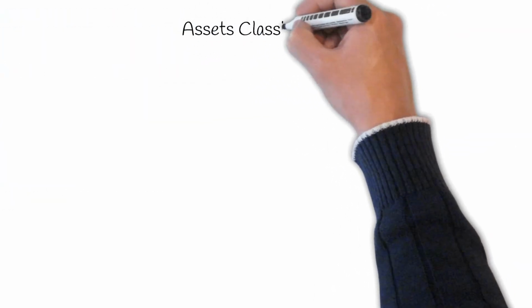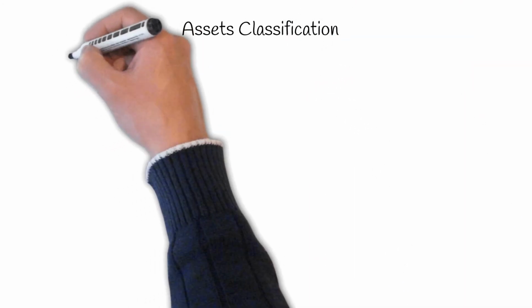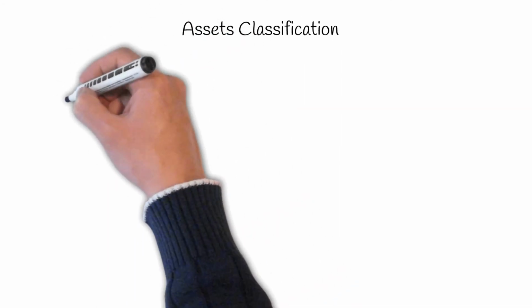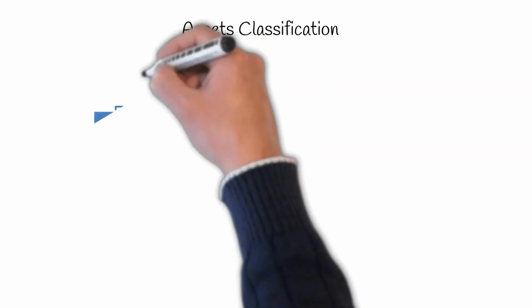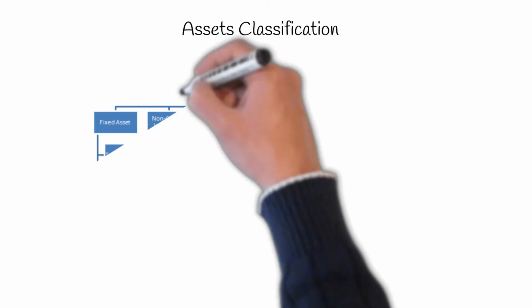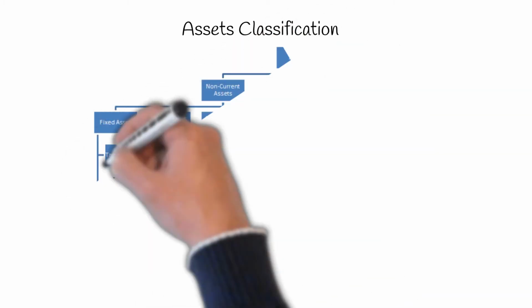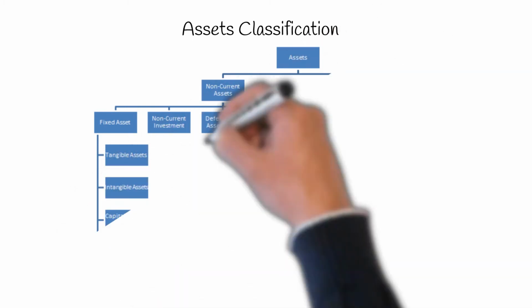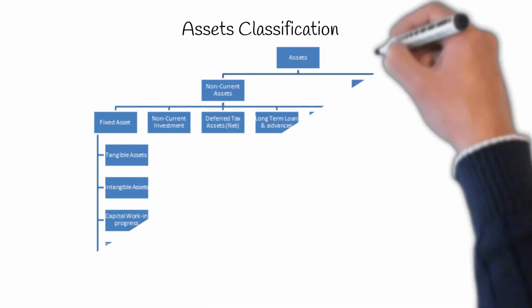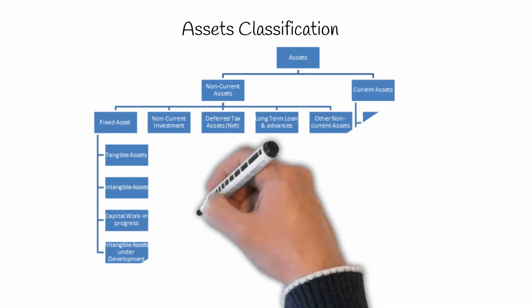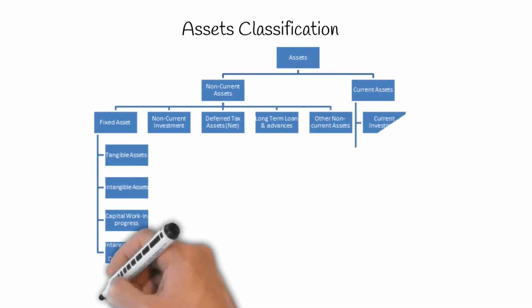Assets are classified as non-current assets and current assets. Non-current assets are those assets that will be kept for a longer duration, usually more than 1 year period. It includes fixed assets, non-current investment, deferred tax, long-term loan and advances given to others, and other non-current assets. Fixed assets are further classified into tangible, intangible, capital work in progress, intangible assets under development.